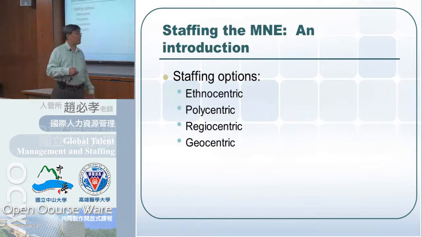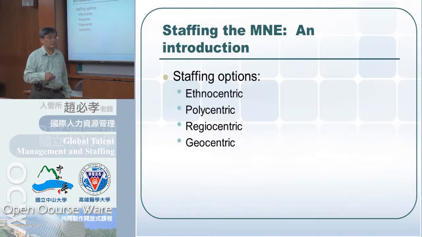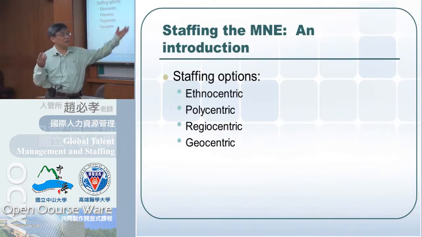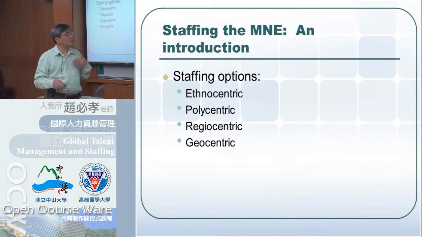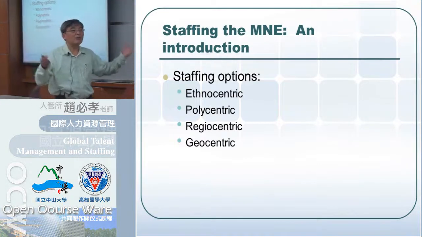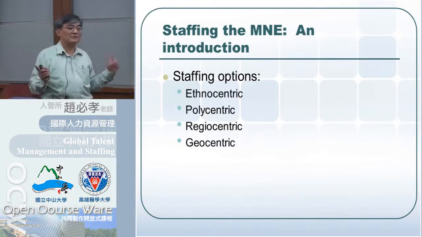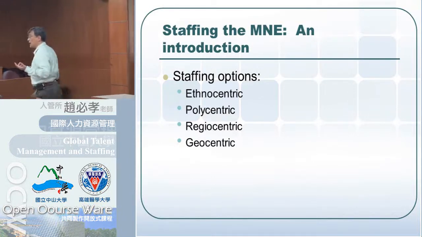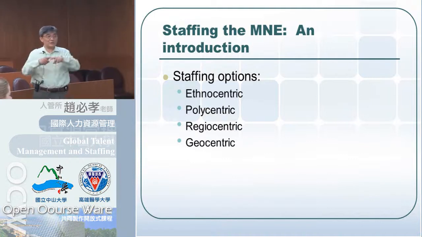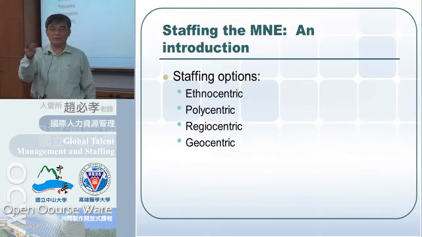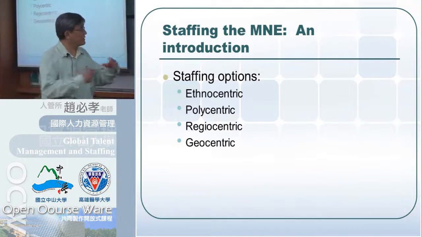Some of you know these staffing options, right? Ethnocentric, what does it mean? This is a company that hires its international managers from the home country. And polycentric: the company hires local talent to work in every foreign subsidiary. And regiocentric means the company hires talent from the same regional area and transfers them within this region.